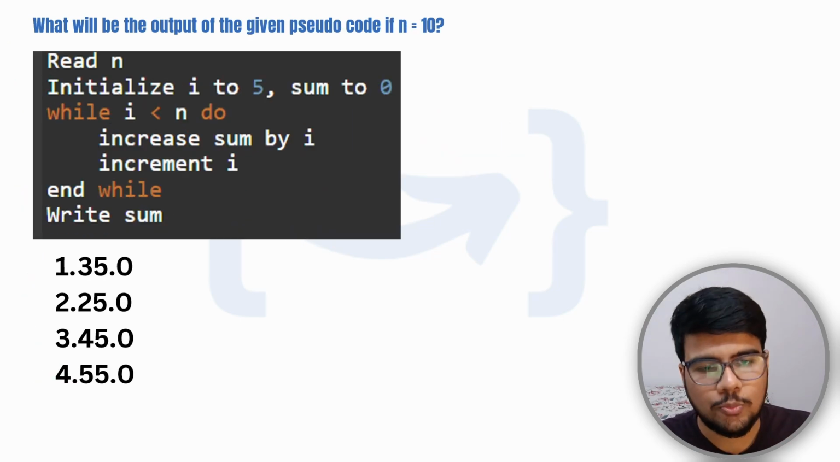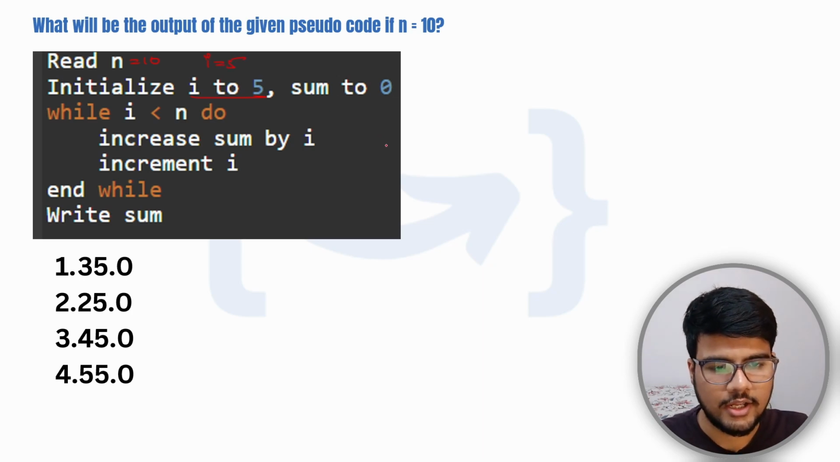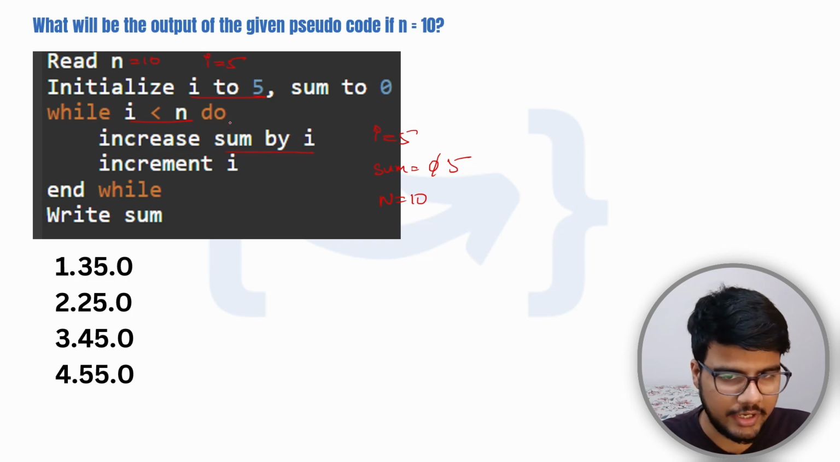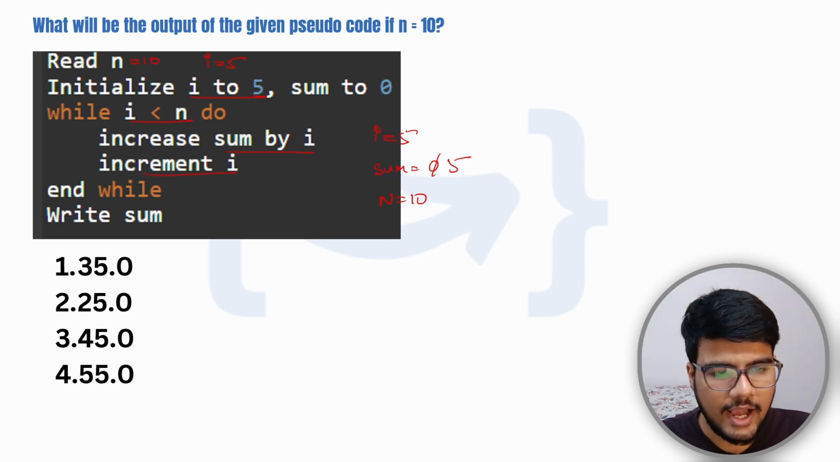So what will be the output of the given pseudocode if n is equivalent to 10? Okay, so n is equivalent to 10. Initialize I to 5. So I will be 5 here. Sum to 0. Okay, great. So my I is 5. My sum is 0 as the question states. And my n is 10. Increase sum by I if my I is less than n. Great. Increment I. Now my I becomes 6 here.